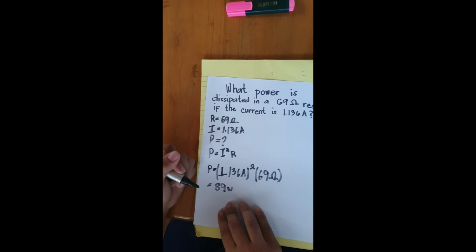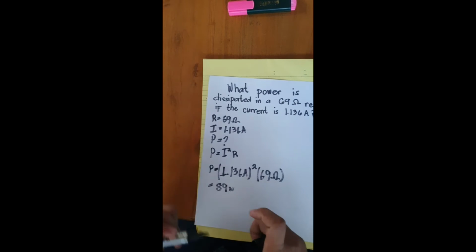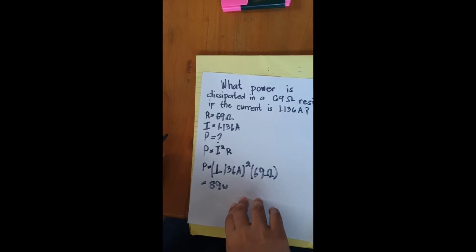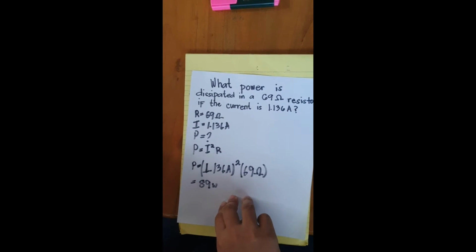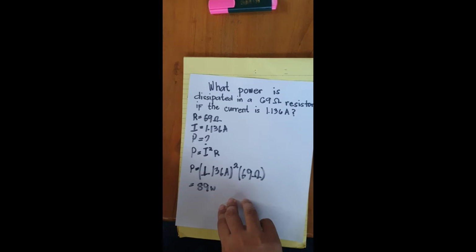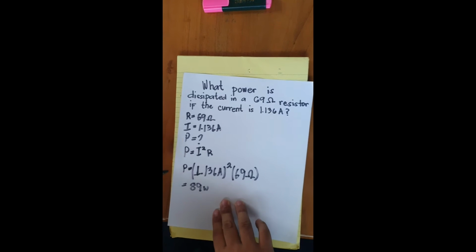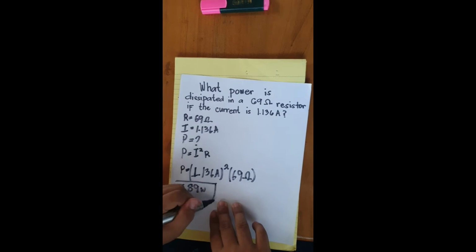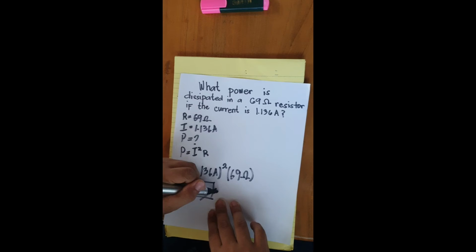So in the question, what is the power dissipated in a 69 ohms resistor if the current is 1.136 ampere? So the answer is 89 watts.